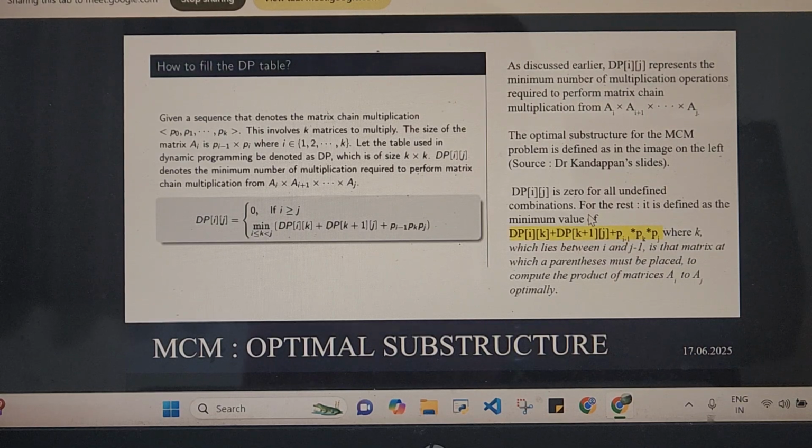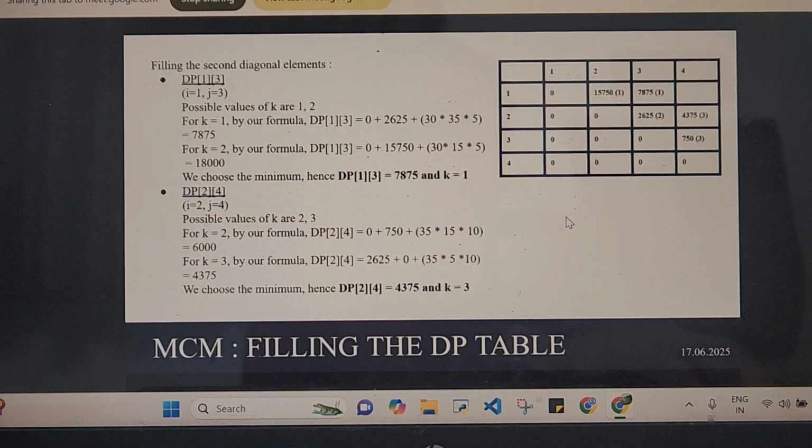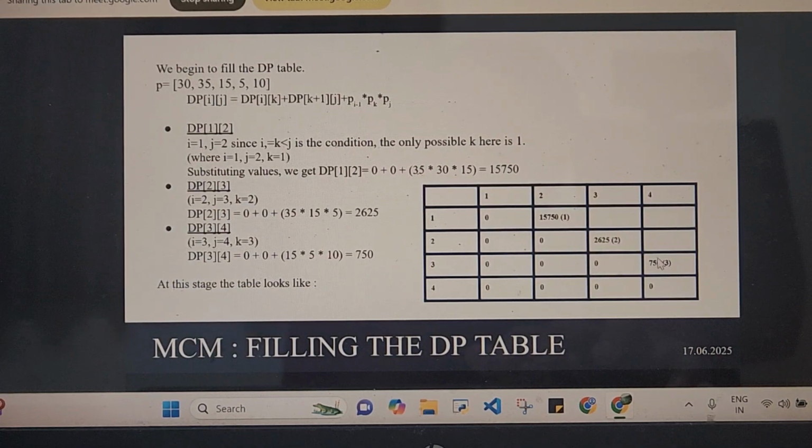So every time you take a grid, you know its i and j values, that is its row and column coordinates. You take all possible values of k and compute this quantity for each k value. Whichever is the minimum, you put in that value and the corresponding k value. For the first diagonal, there is only one possible k value in each case. So if your i is 1 and j is 2, then your k can only be 1. There is no comparison to do.